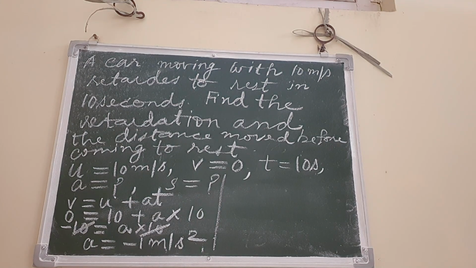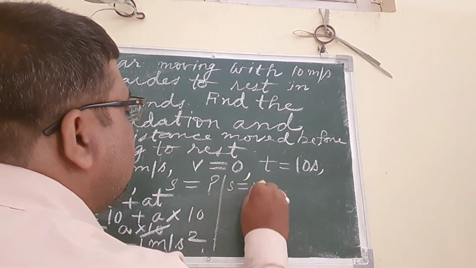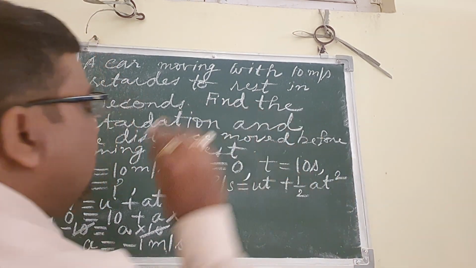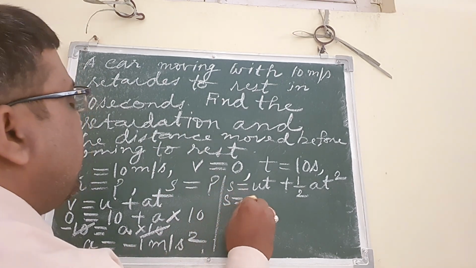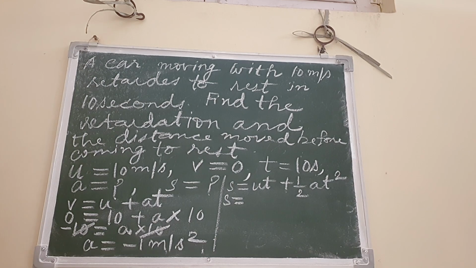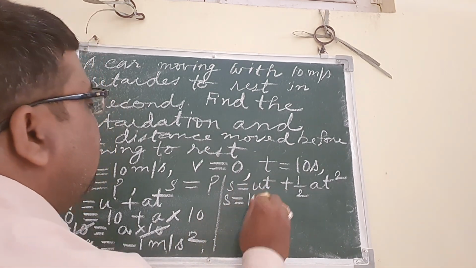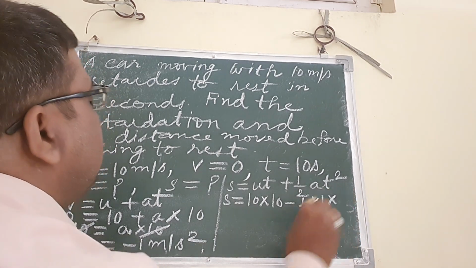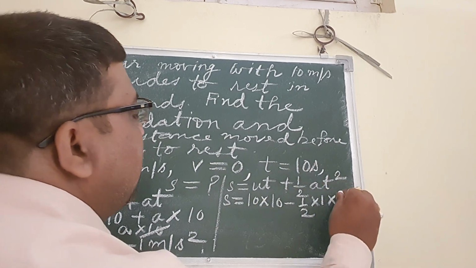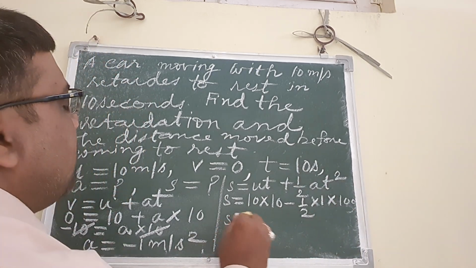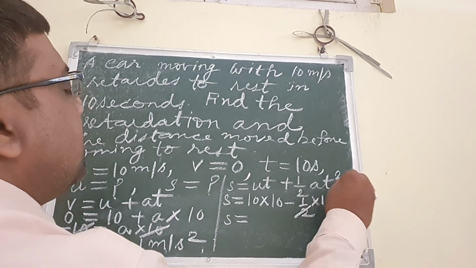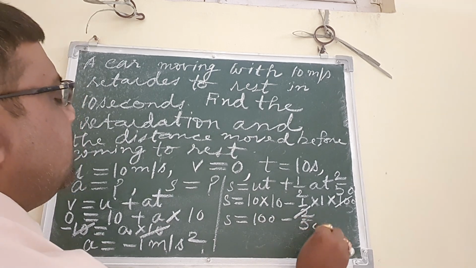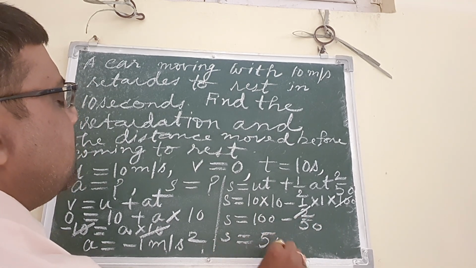Now we have to find the distance moved. So applying the second equation of motion, s is equal to ut plus half at square. So substituting the values, s is equal to u, that is 10, into time, that is also 10, minus half, retardation was 1, into time square, that is 100, square of 10. So 2 cancels by 2, becomes 50, so it becomes 100 minus 50, so s is equal to 50 meters.